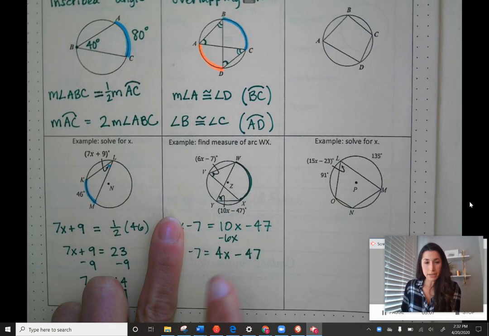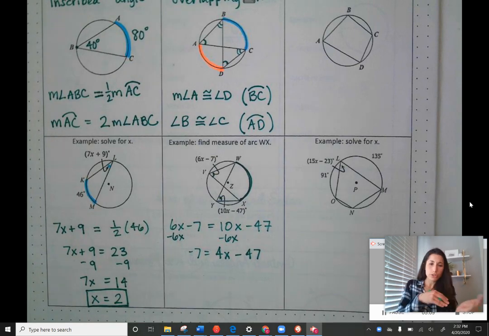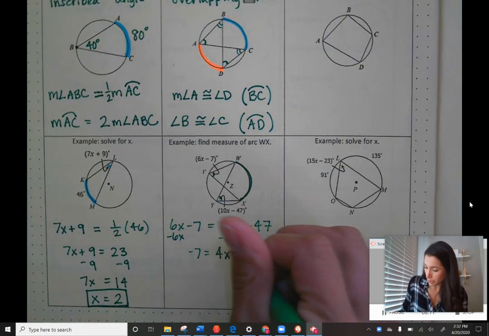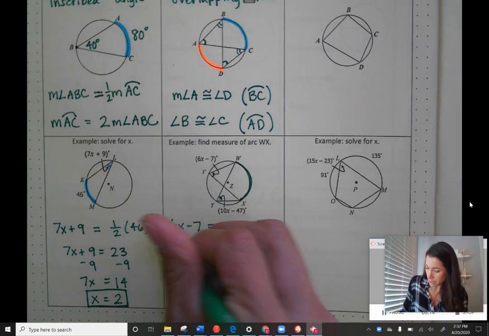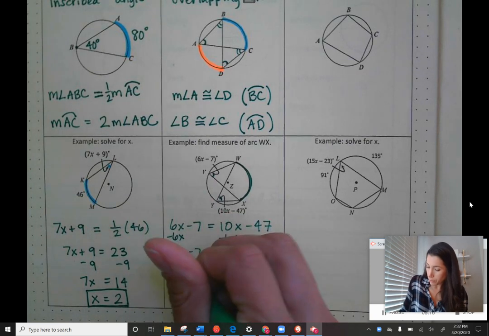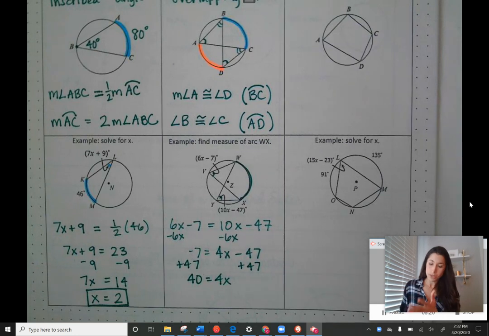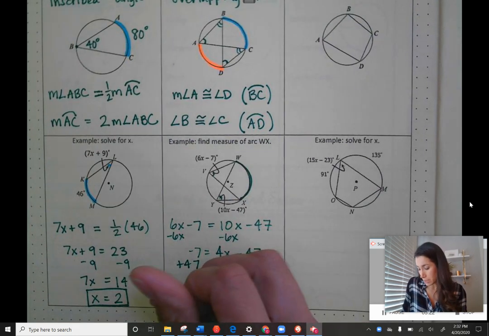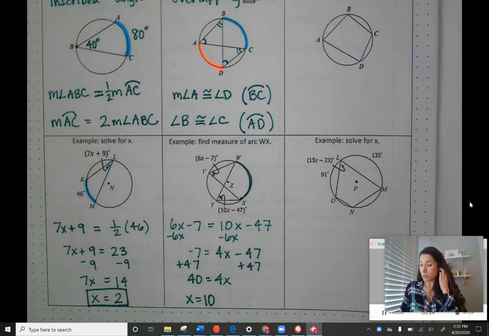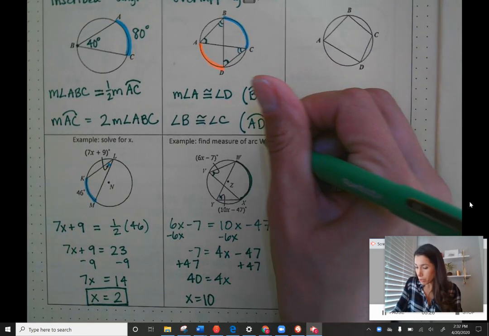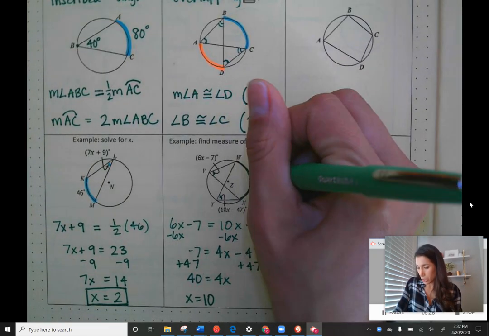And then now that all my x's are on the right side, let's bring all our numbers to the left side. So let's add 47 to both sides. So this will evaluate to 40 equals 4x, and 4 times 10 gives us 40. So that's x equals 10. But we were also looking for the measure of arc WX. So that's this arc here.